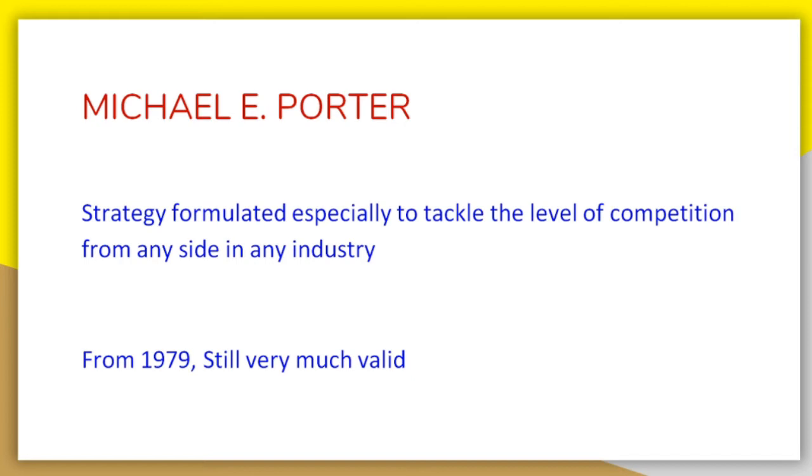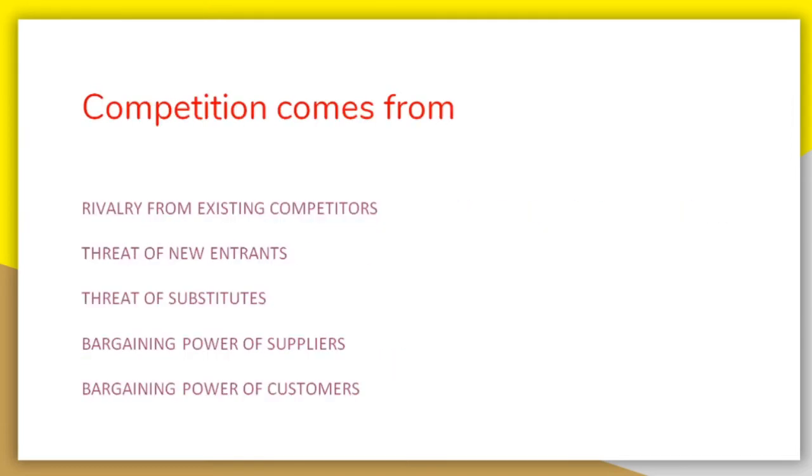Taking that into mind, he has given a theory for any company which has to face these forces. These forces are nothing but the different ways in which competition comes. In order to prove our competitive advantage, in order to prove our USP, we have to tackle this situation. So what are those five forces? He says competition comes from different areas.